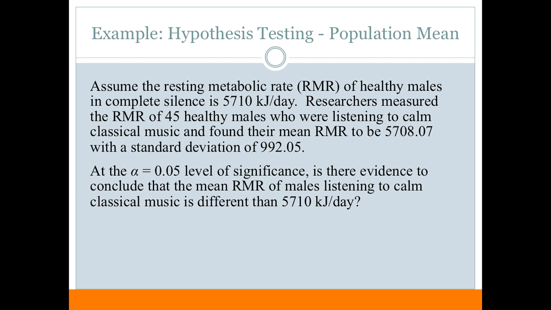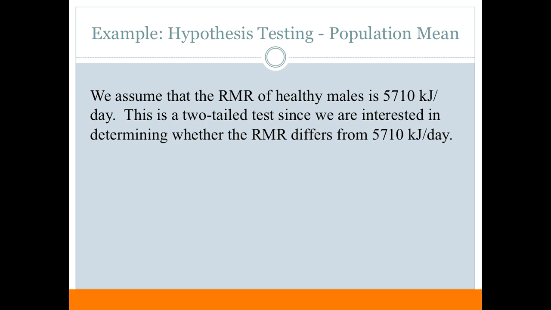So let's look at this example here. Let's assume the resting metabolic rate, or RMR, of healthy males in complete silence is 5,710 kilojoules per day. Researchers measured the RMR of 45 healthy males who were listening to calm classical music and found their mean RMR to be 5,708.07 with a standard deviation of 992.05. And we want to test at the 0.05 level of significance whether or not there's any evidence to conclude that the mean RMR of males who are listening to calm classical music is any different than 5,710 kilojoules per day. So we're going to assume that the RMR of healthy males is 5,710.